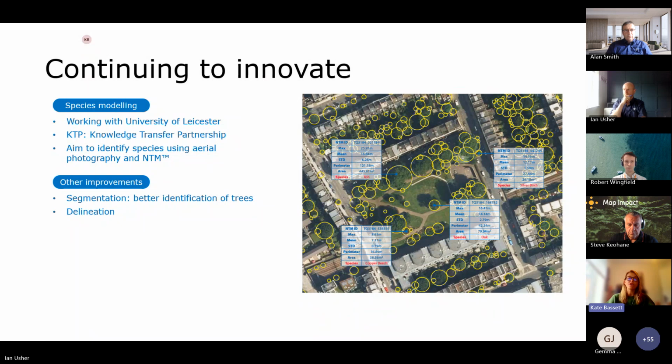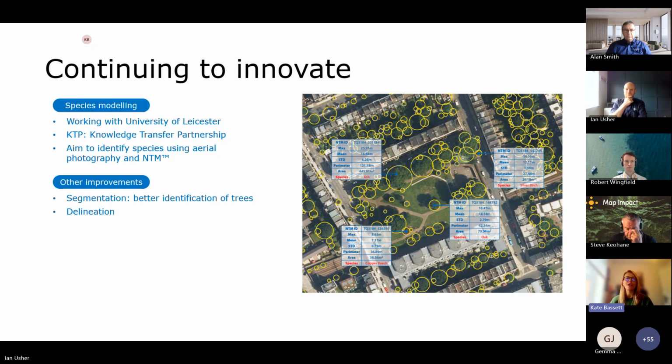And we're also looking to continue to innovate in other areas. We're working with the University of Leicester on a knowledge transfer partnership with an aim to identify species using our aerial imagery, NTM data and AI. Plus, we're always looking to improve our data sets, such as looking at better processes for segmentation and delineation of our NTM.